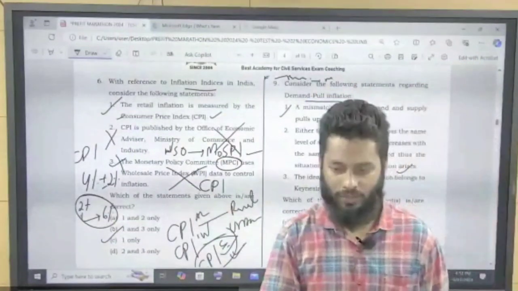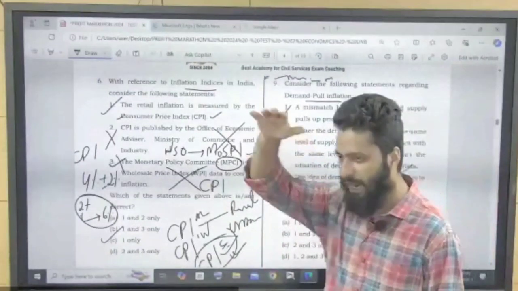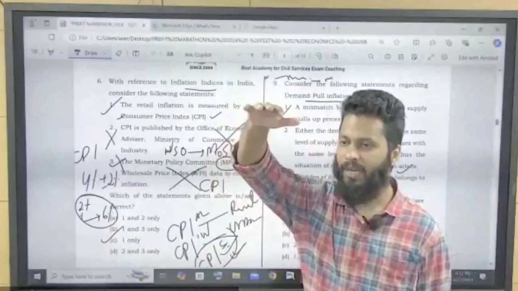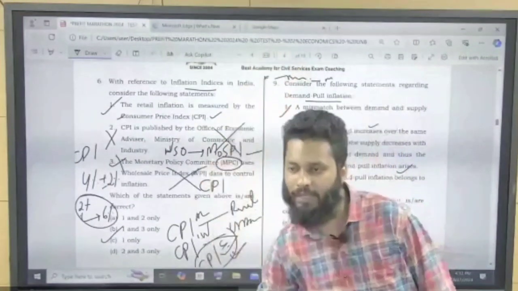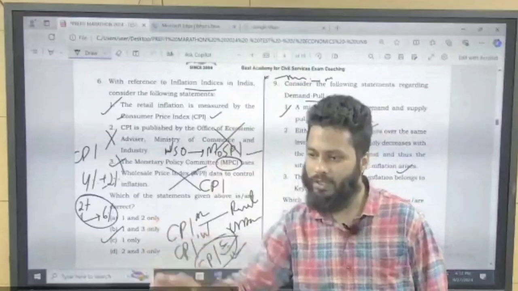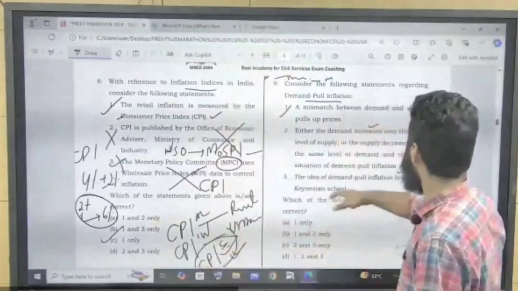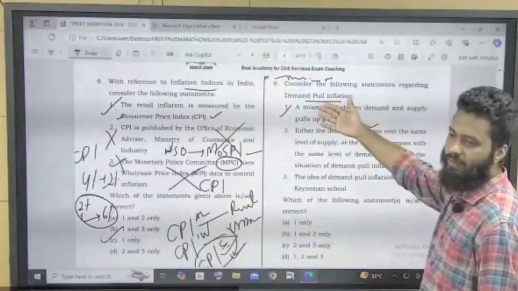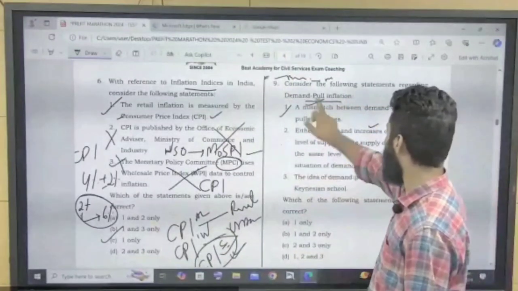Another scenario is also there. Demand is at the same level, demand has not shot up. What happened is, supply has decreased. So since supply has decreased while demand is at the same level, this will also cause inflation, and it is demand pull inflation. So this is also correct.